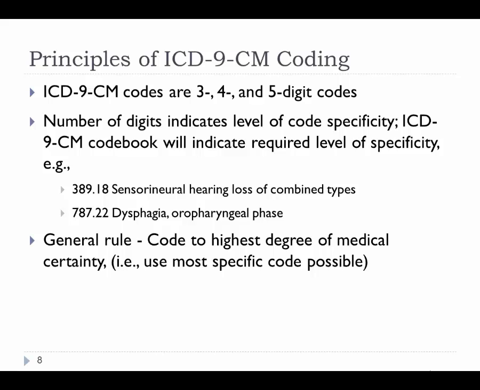Codes have subclassifications. For example, 787.20 is dysphagia, not otherwise specified. However, dysphagia codes 787.21 through 787.24 are subclassifications of dysphagia and are more specific.